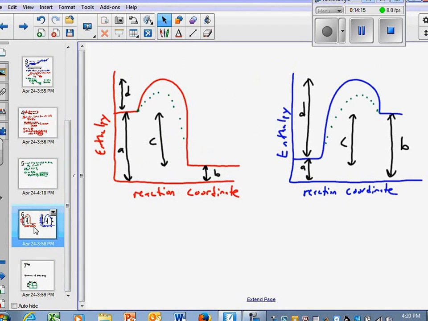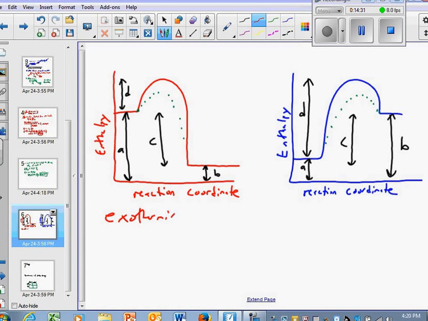We're going to switch gears a little bit. We're going to talk about what goes on with energy in the middle of a reaction. So the first thing that we need to know is there's 2 basic types of reaction: exothermic and endothermic. In an exothermic reaction, we give off energy.